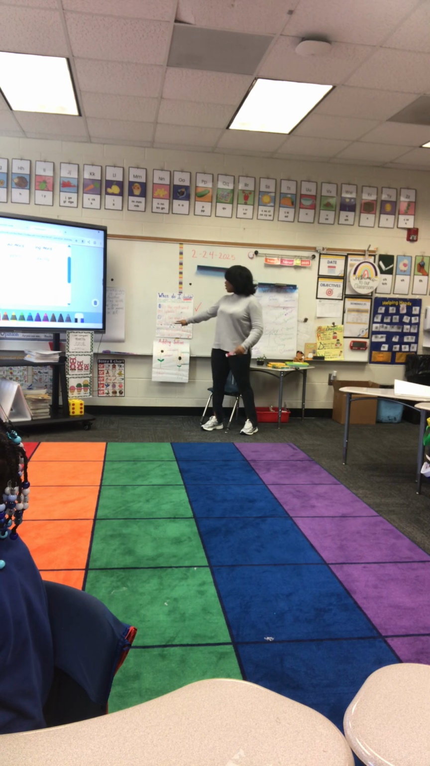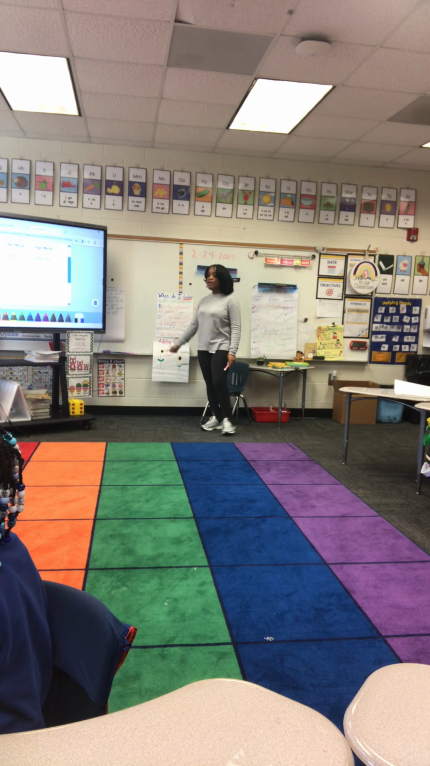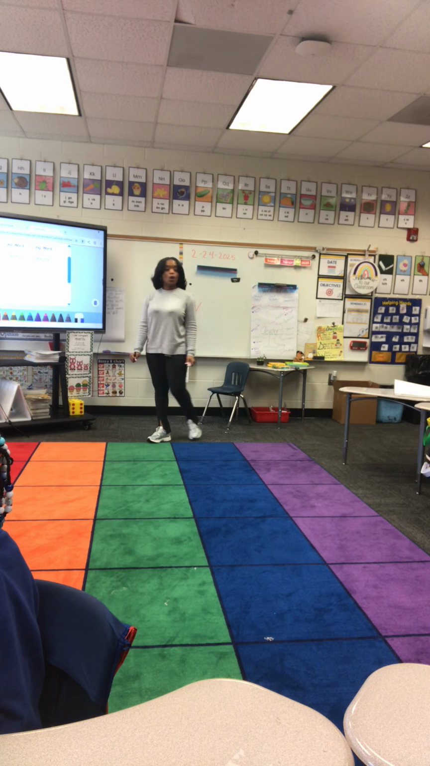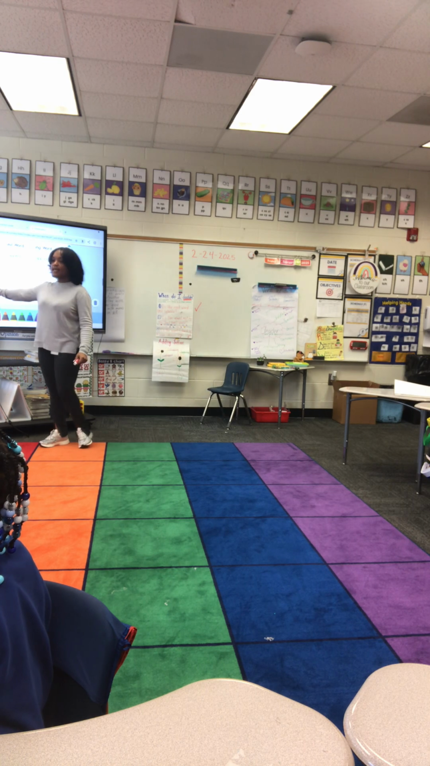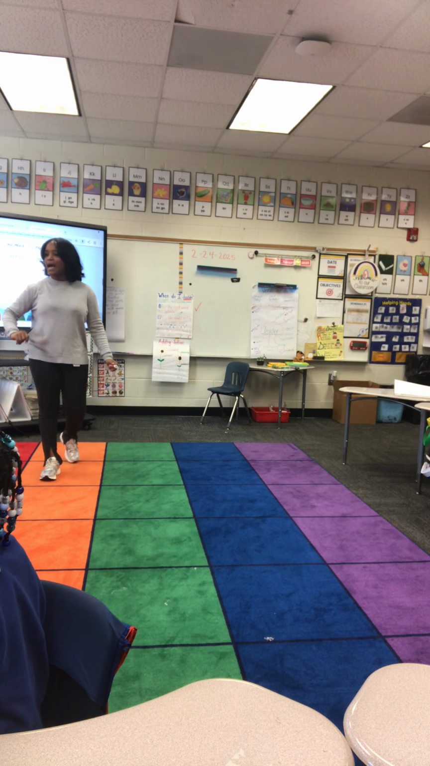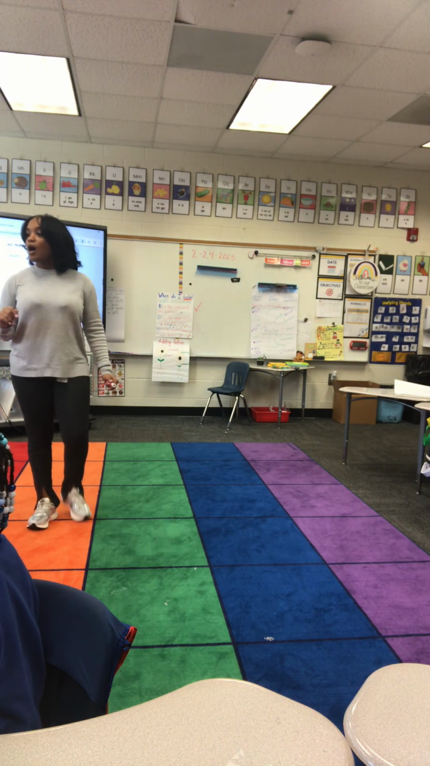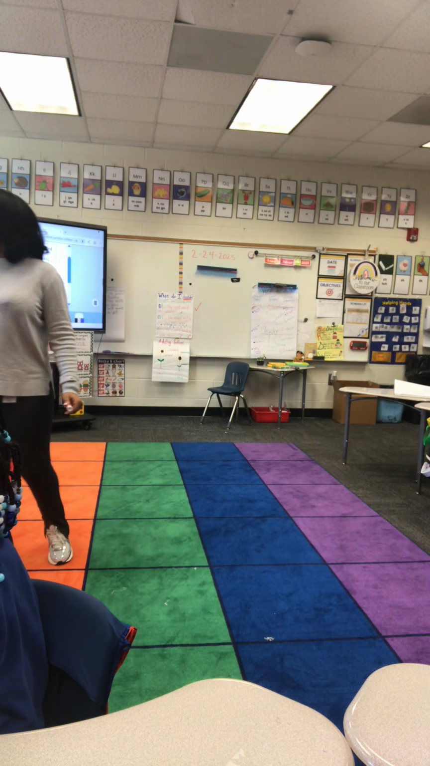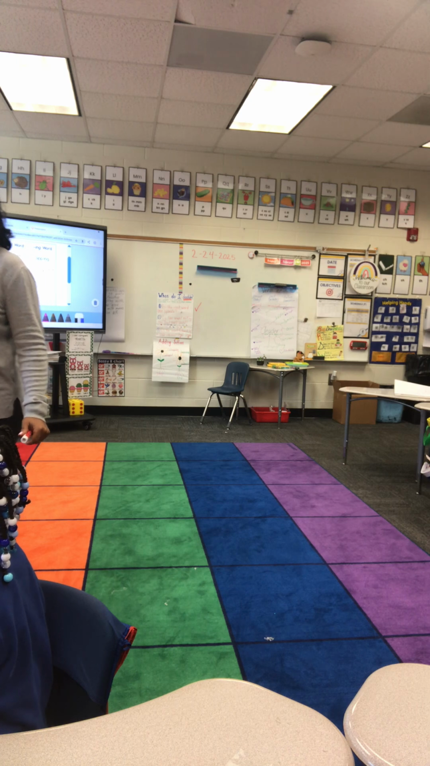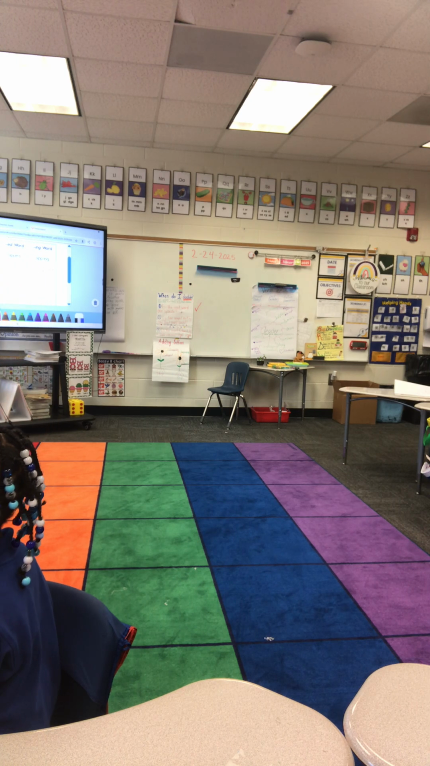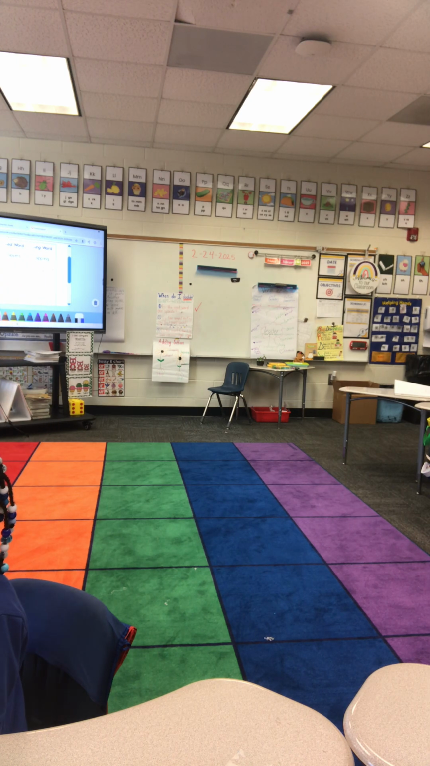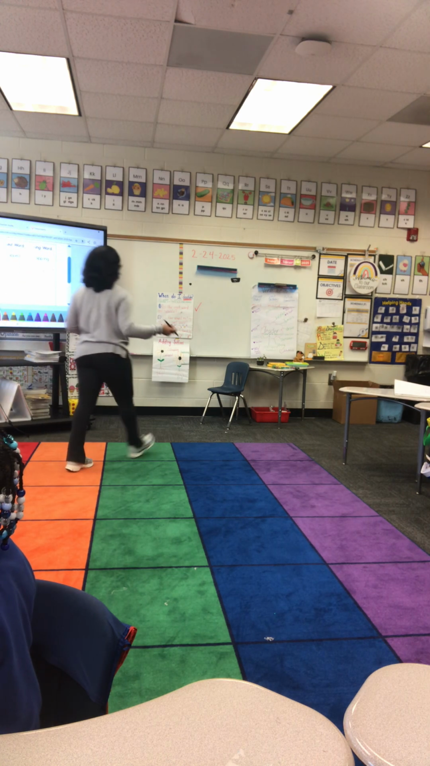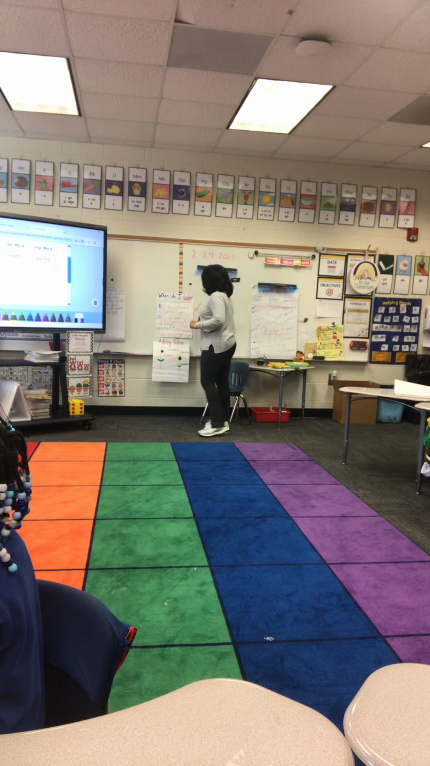Is the vowel making the short vowel sound? Where is our vowel in drop? Which one is our vowel? O. And what's the short sound for O? Is that O saying ah in drop? Yes. Very good. So I can put my second check mark.